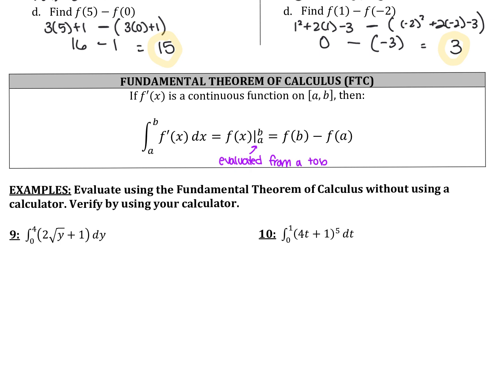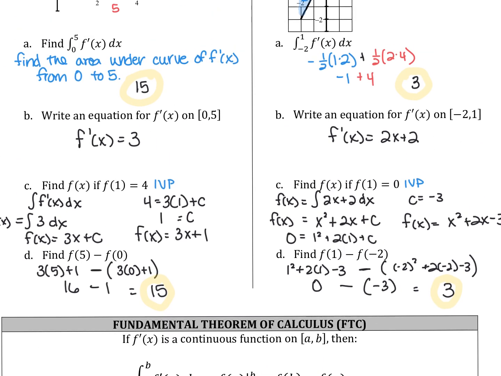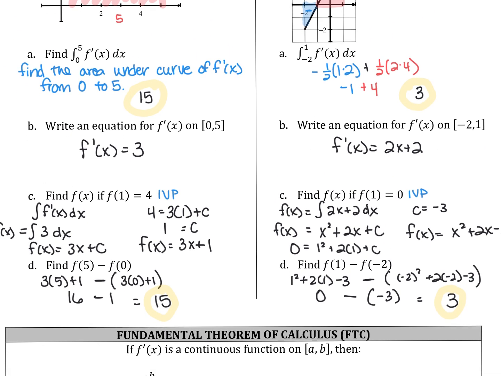Then the fundamental theorem of calculus says this, that if I have these bounds and I take the antiderivative of this function f prime of x, then the result is f of b, the upper bound, minus f of a, the lower bound. Well, we just saw that. If I scroll back up here, we just saw that if I take the area under the curve from my lower bound to my upper bound, or I evaluate the antiderivative at my upper bound minus the antiderivative at my lower bound, I get the very same value.